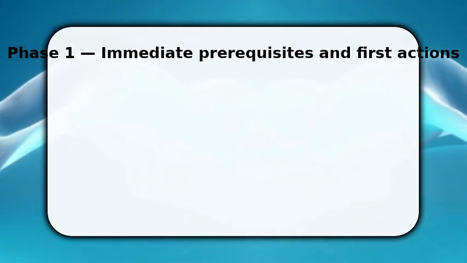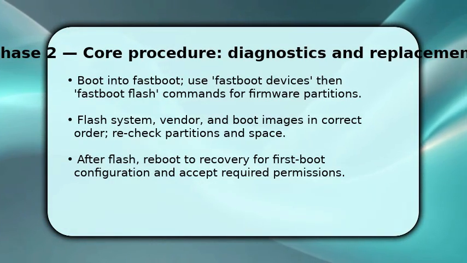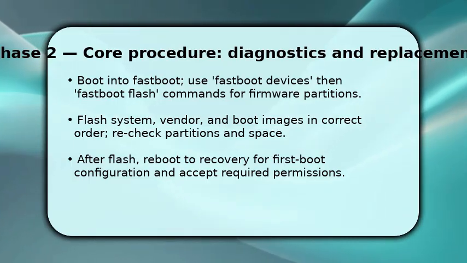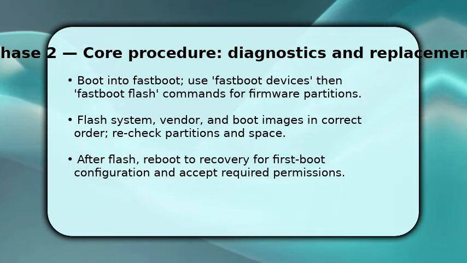You proceed to the core flashing and configuration sequence. Follow the order precisely. Boot the phone into fastboot mode, confirm the device appears, and flash boot, vendor, and system images one by one. This ensures kernel and user space match.